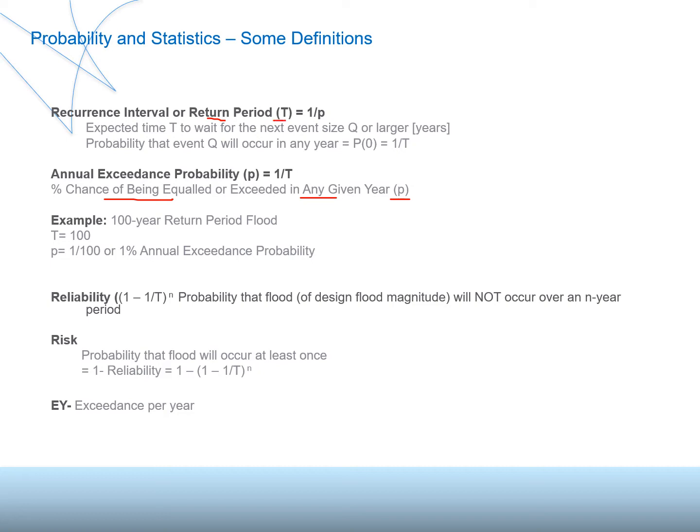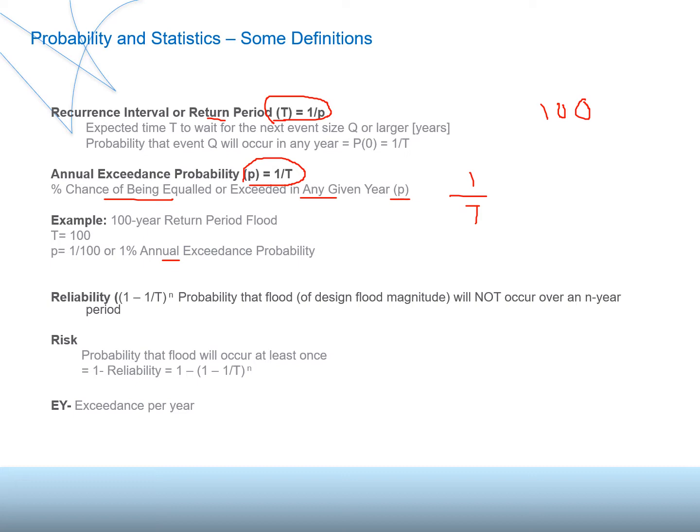But if you have the 100-year return period flood, then the annual exceedance probability of that flood is 1 over T, which is 0.01. So that 100-year flood can happen in any given year with the probability of 1%. Okay, it can happen in any given year with 1%. So that's called annual exceedance probability. So the relationship of T and P is T equals 1 divided by P, or P equals 1 divided by T. Okay, so annual exceedance probability and the recurrence interval.